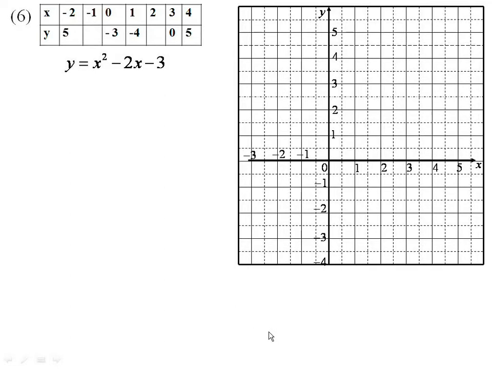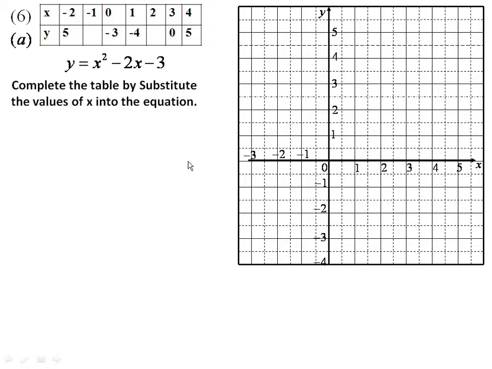Here we have a table of values of x and y that pertains to this equation. And of course we have two values of y that are missing, and we need to complete that table. Complete the table by substituting the values of x into the equation. So we have x squared minus 2x minus 3, and we do not have the y value when x is equal to -1.